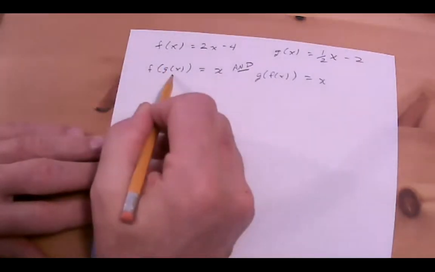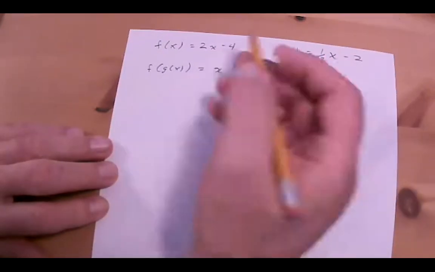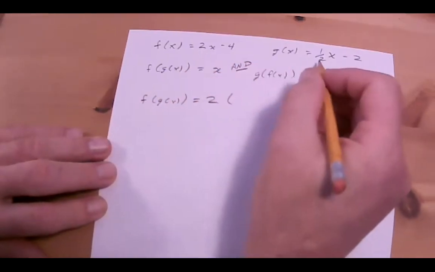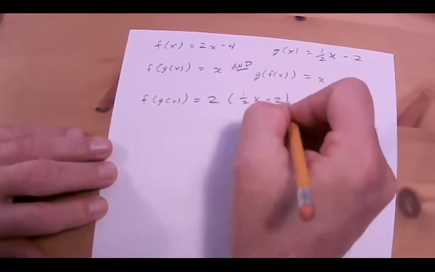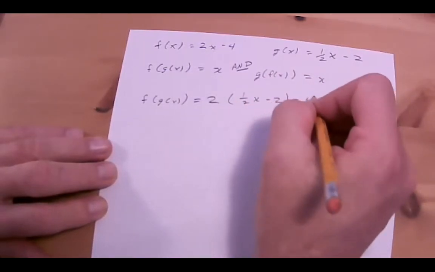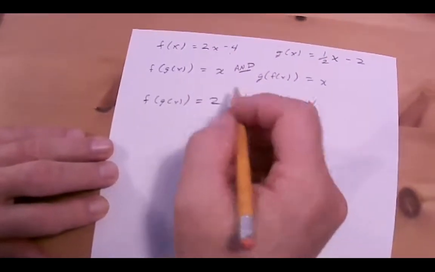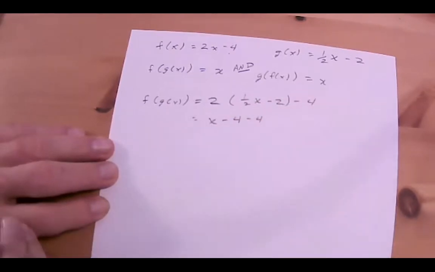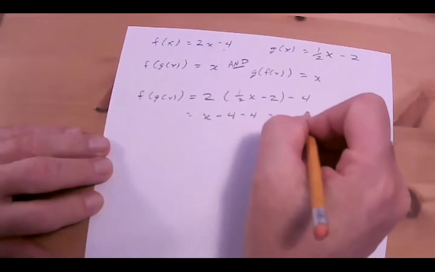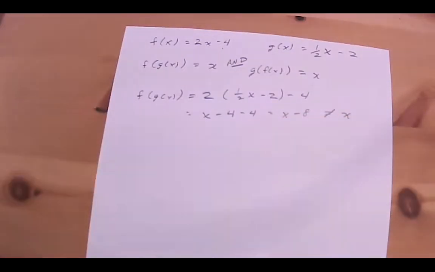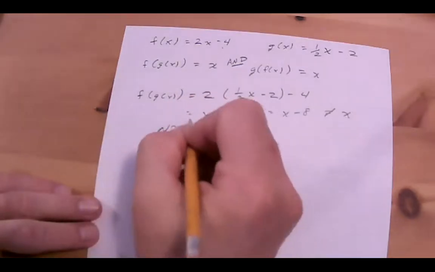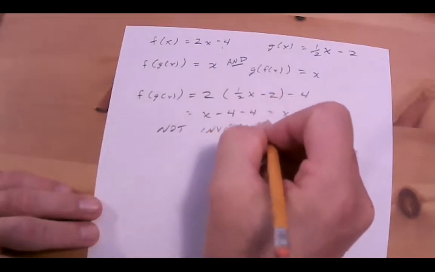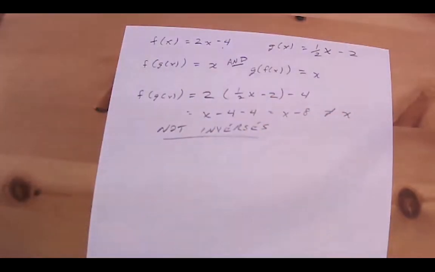So let's find out. Let's take f of g of x. I'm going to take g of x and we'll put it in here. So f of g of x is 2 times 1/2 x minus 2, minus 4, right? So distributing the 2, I get x minus 4 minus 4. Oh, well, that's x minus 8. And that does not equal x. So that means that they are not inverses. I don't have to test the other one. I know they're not inverses, okay?